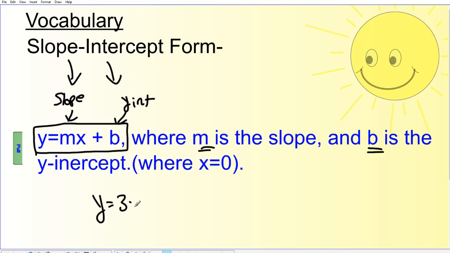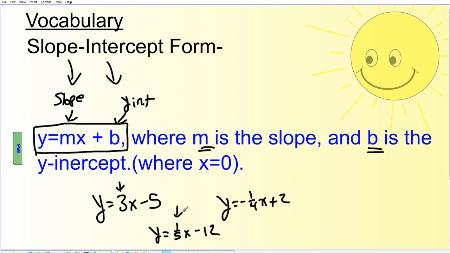y equals 3x minus 5. Or y equals negative 1/4 x plus 2. Or y equals 1/5 x minus 12. All of these are in slope-intercept form, where the first number is the slope, and the number at the end without a variable is your y-intercept. Okay?